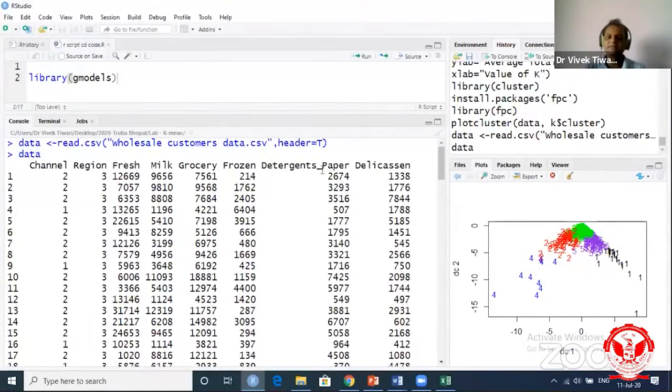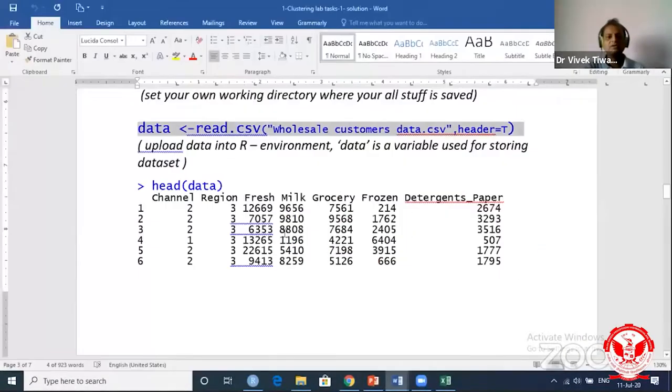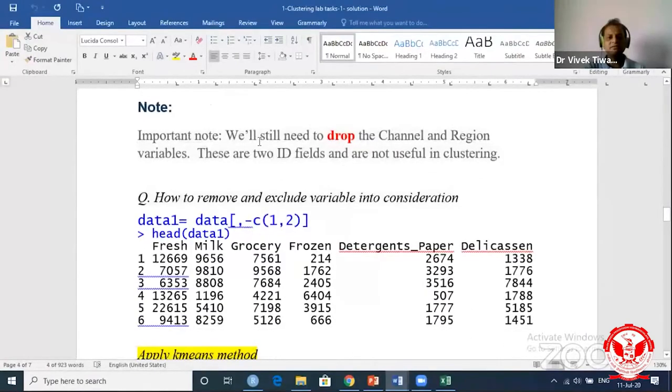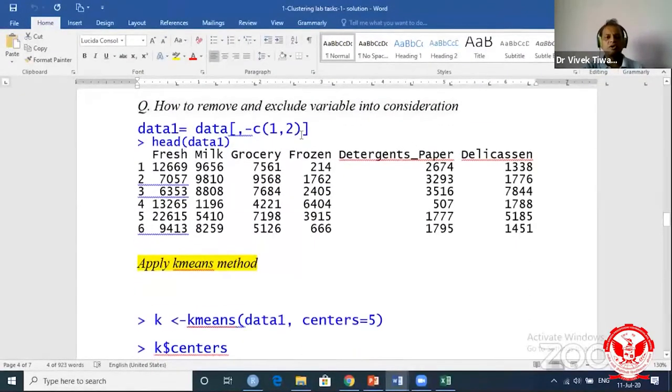It is the complete data set. The channel and region I have to remove. If I write the variable name over there and click, it will show all the data that is already stored in the data variable. So go to the next. It is written that we need to drop the channel and region variables because these two are categorical or ID variables. So what is the command to drop them?